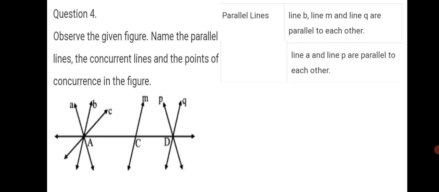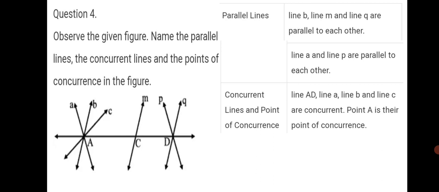Also, we have another pair, line A. Look at line A over here and line P. Can you see line P? Yes. Line A and line P are parallel to each other. They are at equal distance from each other. Next, concurrent lines and point of concurrence. We can see that line AD, this entire line AD and line A, B and C are concurrent at point A. So we say they are concurrent lines and point A is the point of concurrence.